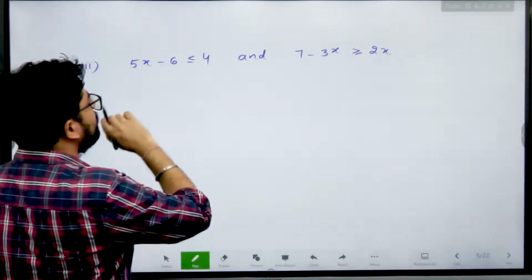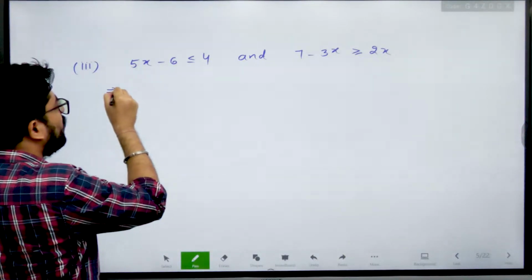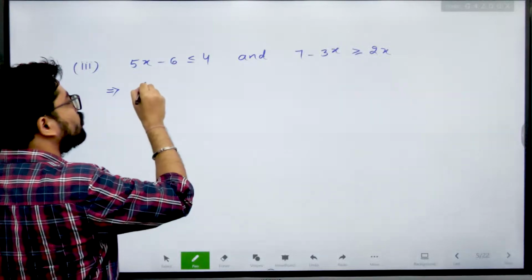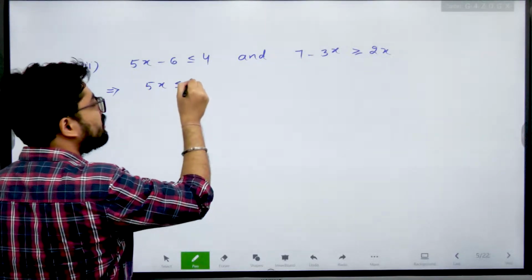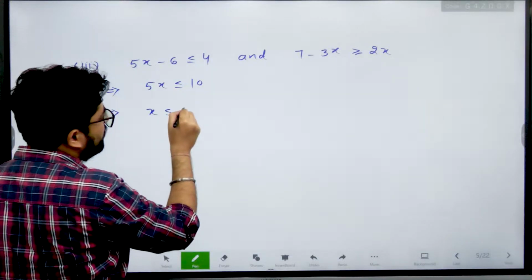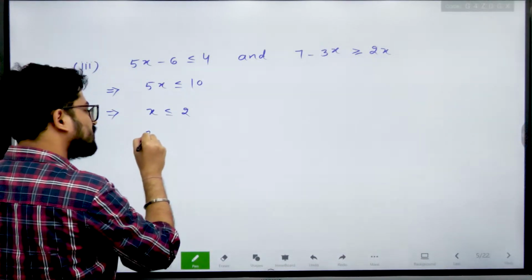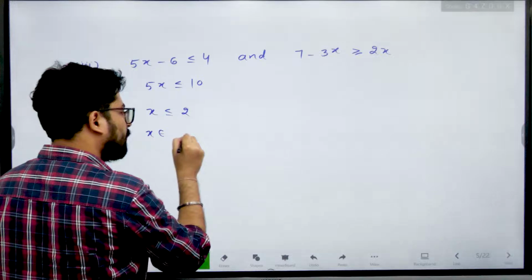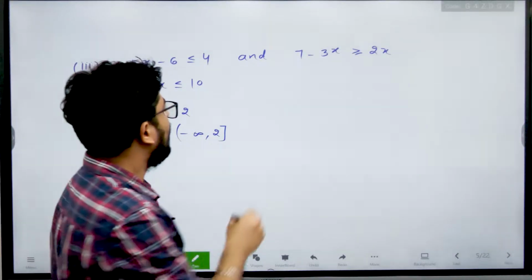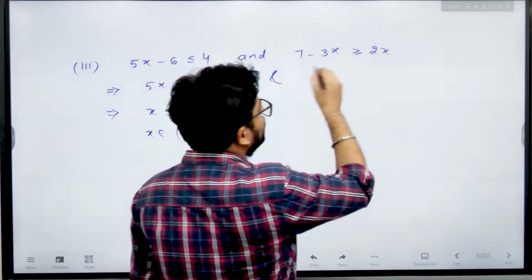When you simplify the first one, you will get 5x minus 6 less than or equal to 4. So add 6 on both sides, you will get 5x less than or equal to 10. Now divide by 5 on both sides, you will get x less than or equal to 2. So x belongs to minus infinity to 2 closed. Got it?